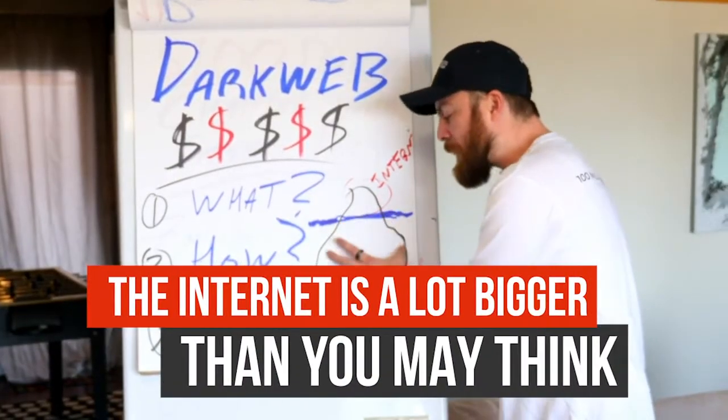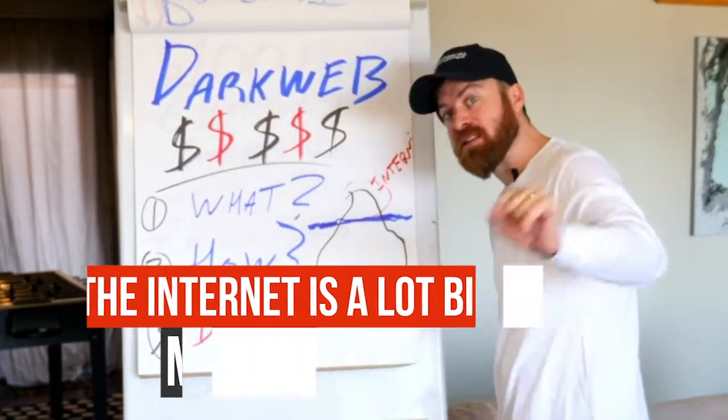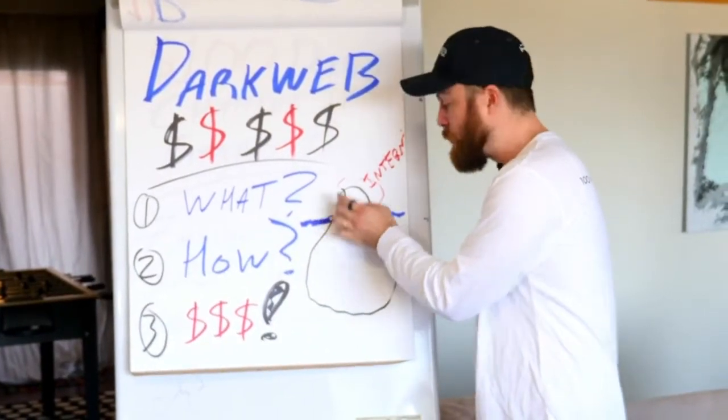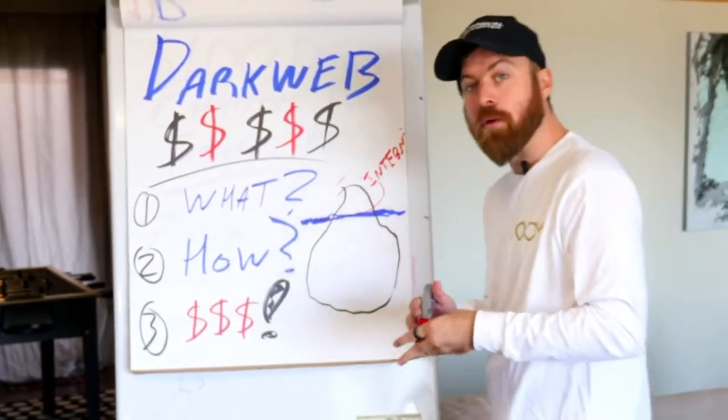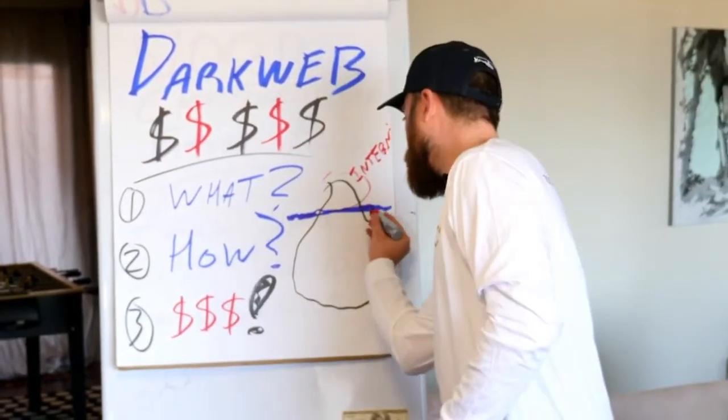Whereas the internet is actually much bigger than what you know of, than what is publicly accessible. This is what is publicly accessible. This is what's not. Now, in order to access the rest of this, there are two sections. One is the dark web. This is the dark web.